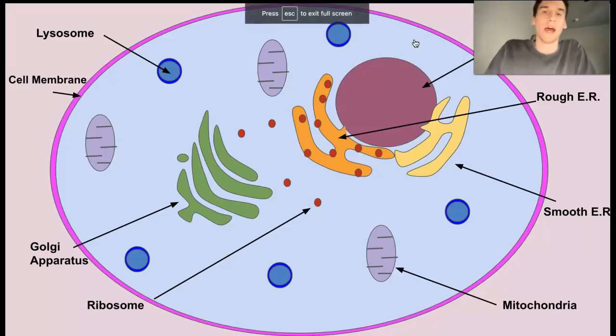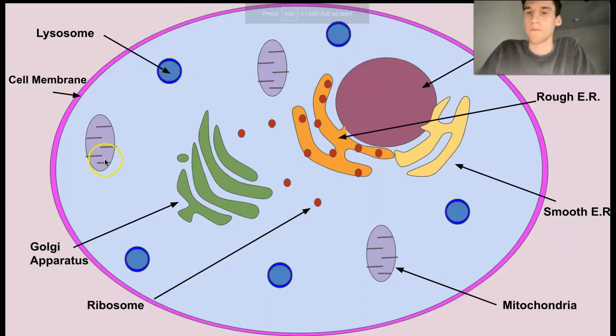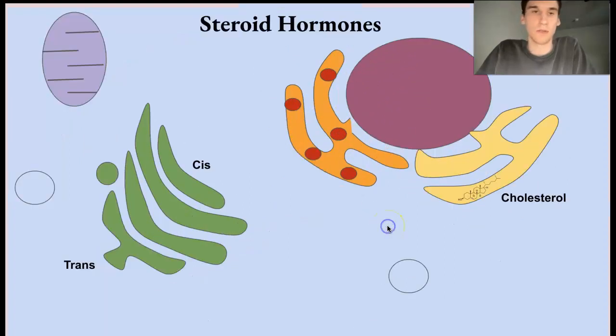So to start off here, I have a cell, and I have all the main organelles we're going to talk about within these three macromolecule movements. So we have the cell membrane, we have the lysosome, we have the Golgi apparatus, we have these little red dots, which are our ribosomes. We have our mitochondria here in purple. We have our smooth ER here in yellow, our rough ER in orange, and then our nucleus here in this little pinkish red. So our first molecule we're going to talk about is the steroid hormone, or hormones.